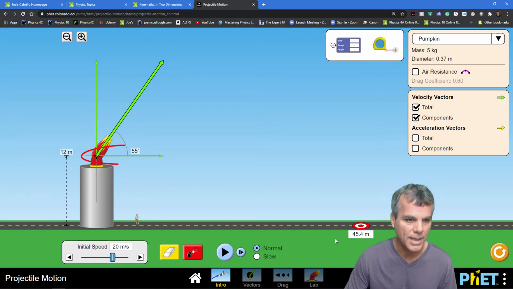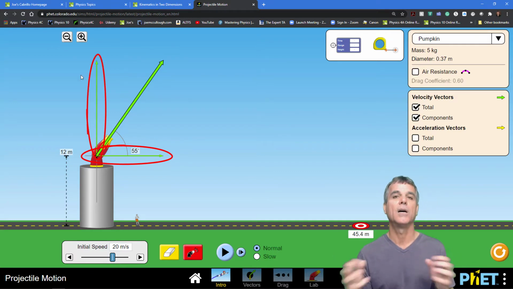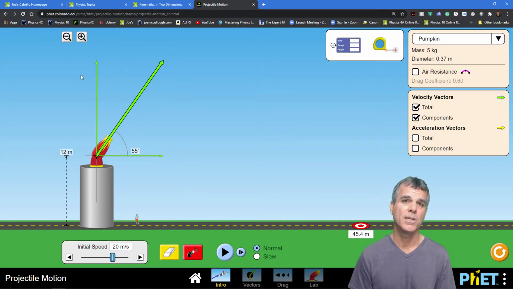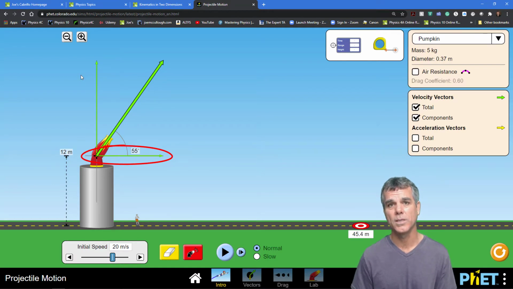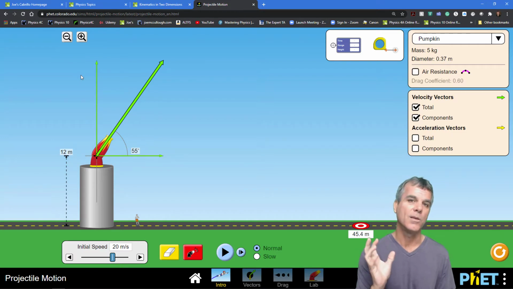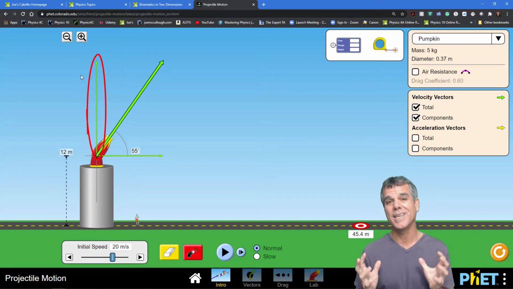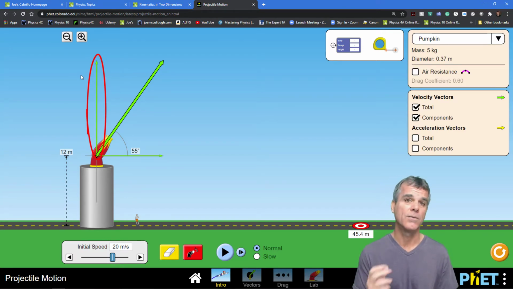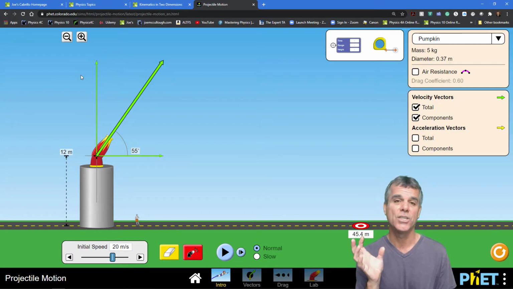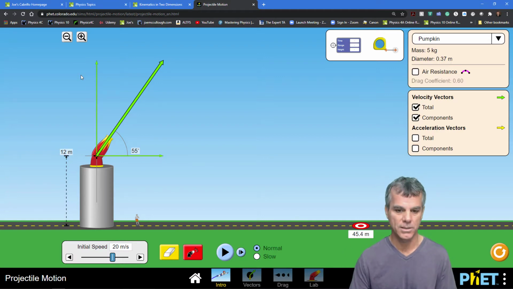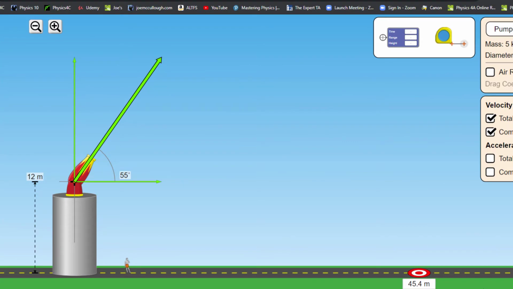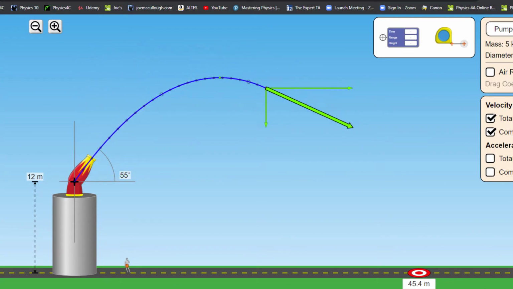Also shown are the x and y components of the velocity vector. The x component is how much of the velocity vector points in the x direction, so how fast this projectile is moving horizontally. The y component is how much of the velocity vector points in the vertical direction, so it's how fast this projectile is moving vertically. So look at the lengths of the arrows as this pumpkin is moving through the air and see what you notice. Hey, let's do that one more time.